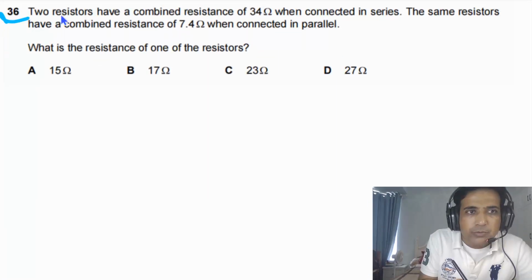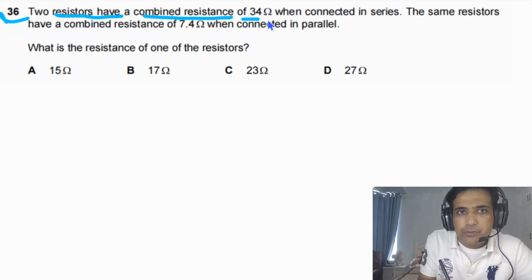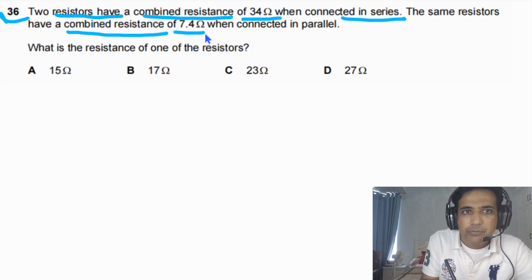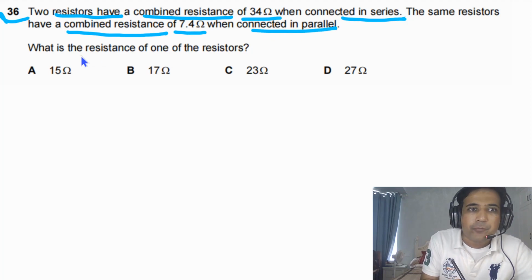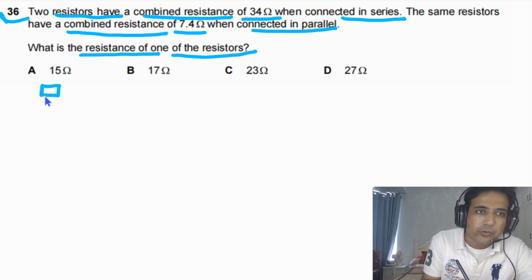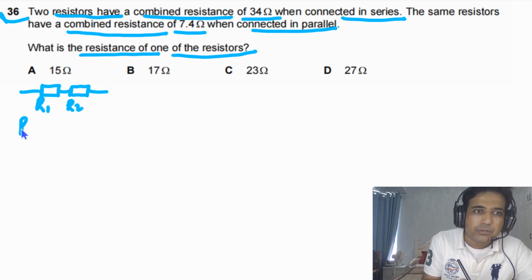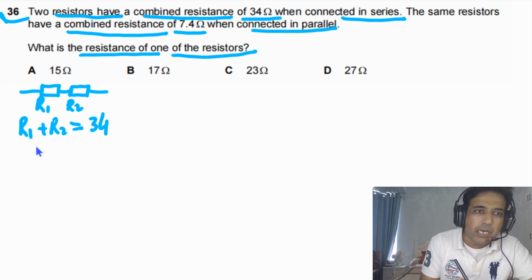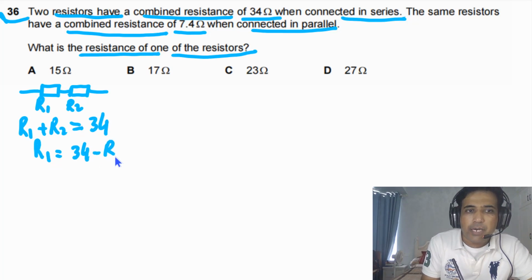Conservation. The question says two resistors have a combined resistance of 34 ohms when connected in series. The same resistors have a combined resistance of 7.4 ohms when connected in parallel. What is the resistance of one of the resistors? So we can sketch. First of all, when two resistors are connected in series, the total resistance is equal to 34 ohms, meaning R1 plus R2 is equal to 34 ohms. From here we can also write that R1 will be equal to 34 minus R2.